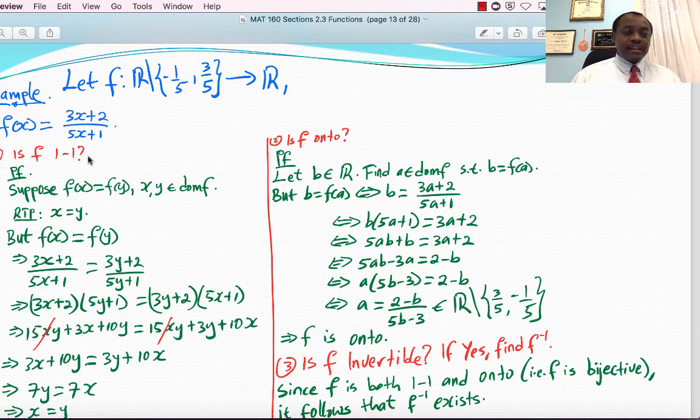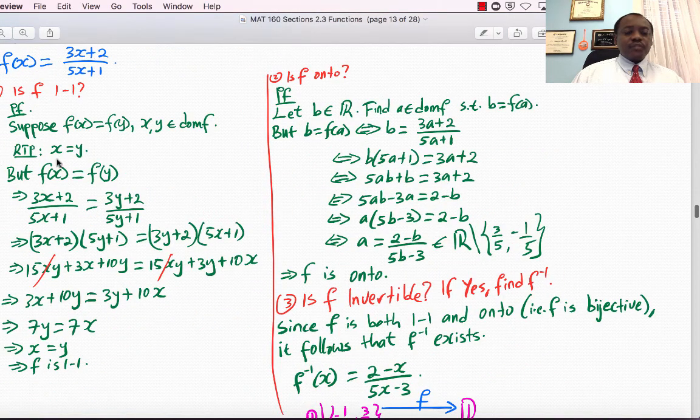So let's start by verifying whether f is 1-to-1. Suppose f of x equals f of y, where both x and y are in the domain of f. We want to verify whether x equals y. But f of x equals f of y would mean that this expression equals this expression. If I cross multiply and distribute, just do some little arithmetic, a slight touch of algebra, I end up with x equals y, so f is 1-to-1.